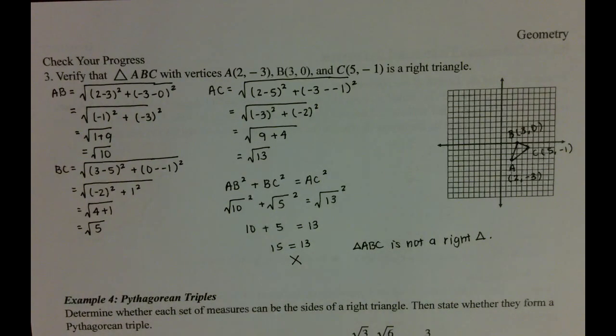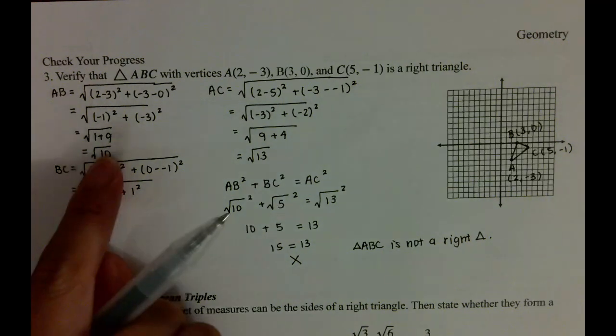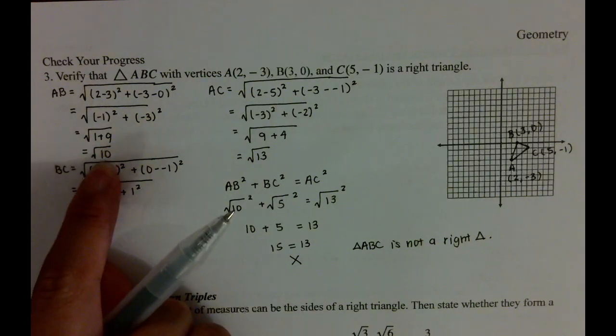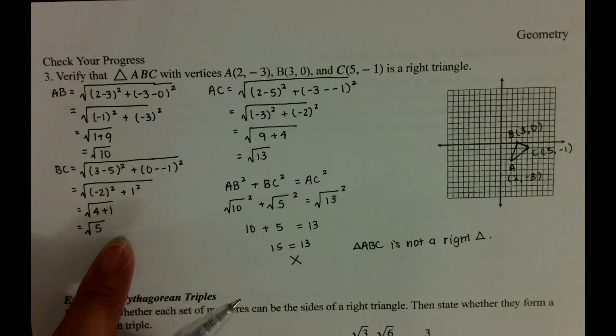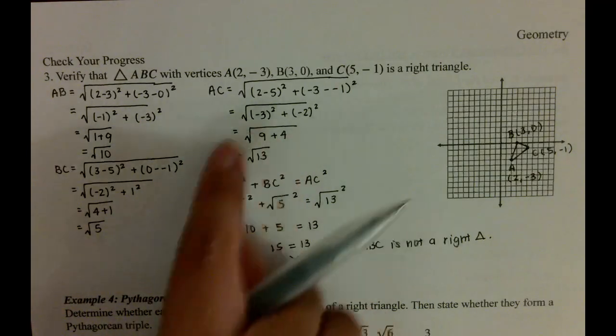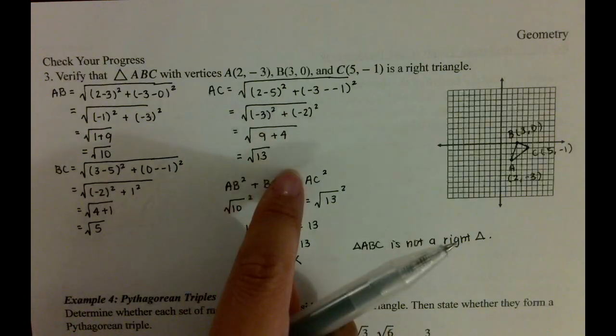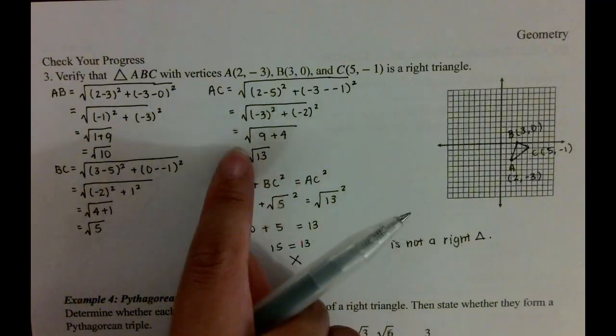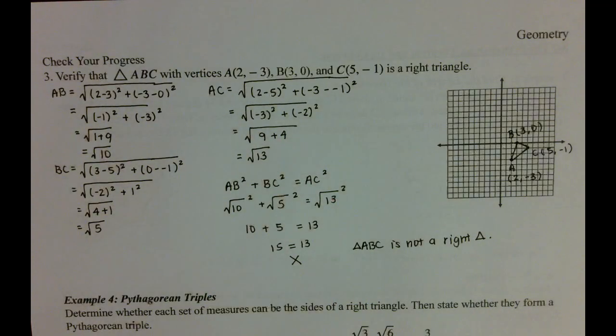Okay, you should have gotten that triangle ABC is not a right triangle. So using the distance formula, you should have found that AB is square root of 10, BC is square root of 5, and AC is square root of 13. Okay. Square root of 13 being the biggest, if this was a right triangle, this would be the hypotenuse. So that's why it's in the position of c squared.